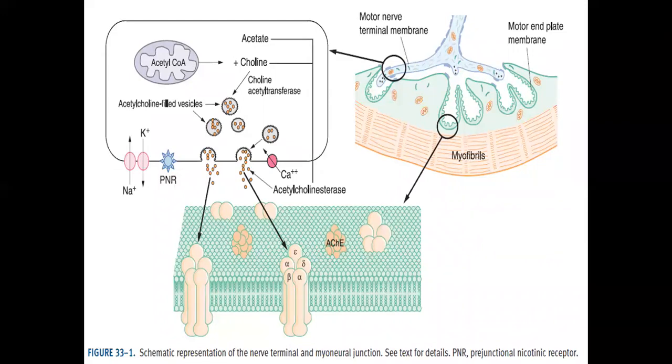Then it will act on certain receptors which are present on the muscle membrane, and these are the postsynaptic acetylcholine receptors. It will produce certain changes in the post-junctional receptors, and these receptors, basically acetylcholine receptors, are made up of certain subunits. There are two alpha subunits, one beta, another delta, and one epsilon. In the fetus, this epsilon is replaced by the gamma subunit.